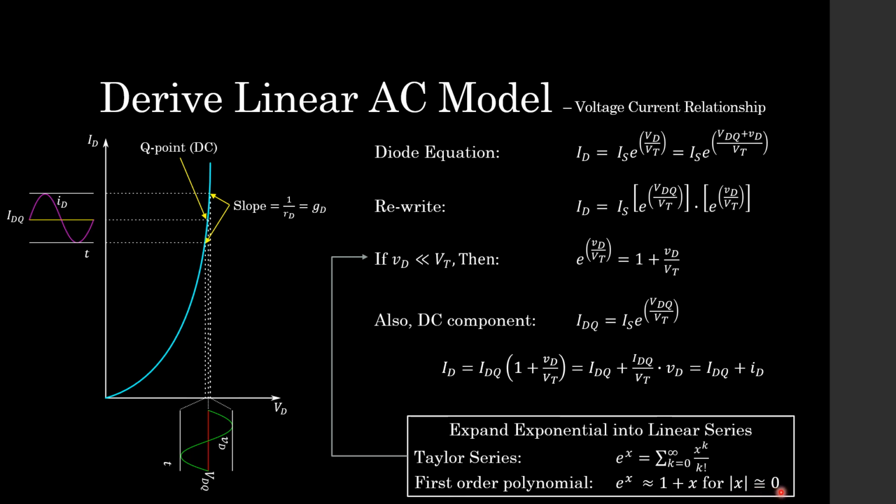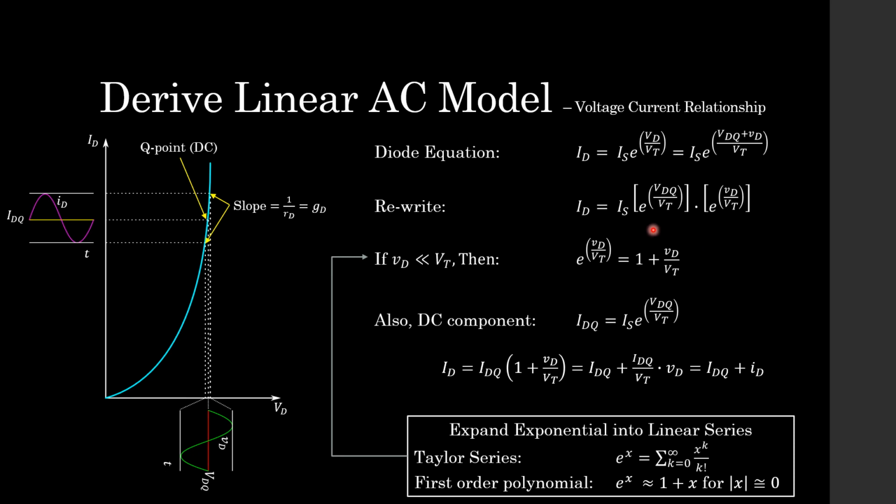And we know that it's approximately or very close to 0 because our AC voltage Vd is much less than our thermal voltage Vt. Remember, looking at this fraction over here, because our numerator is much less than our denominator, then we know that this is a very, very small number, or very close to 0. And that's why we can represent this using the first order polynomial, and we have 1 plus Vd over Vt for this exponent. So that's how we get that.